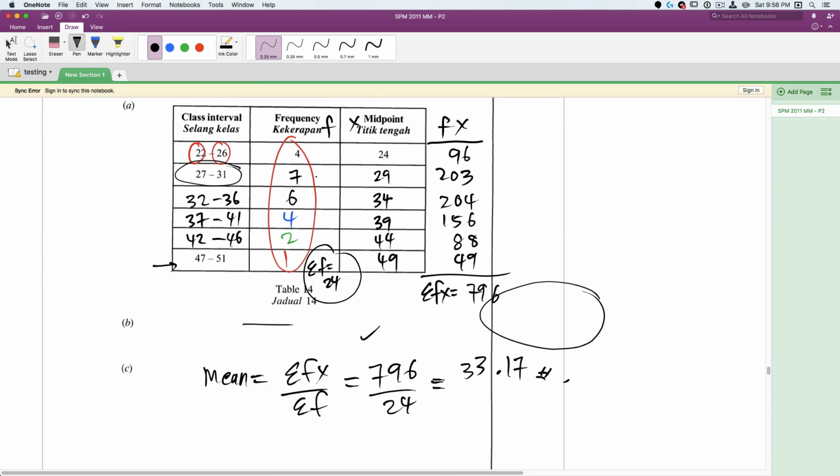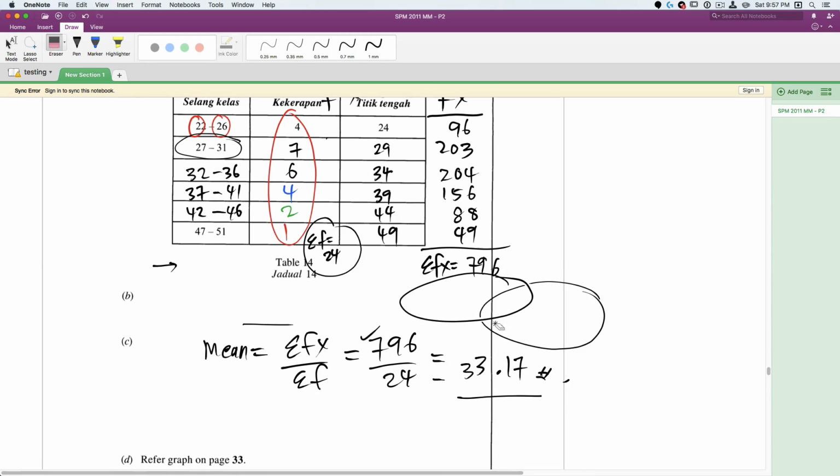F is basically frequency, X is midpoint. So in order to find fx, it's just f multiply x. This is what I do over here: 4 multiply 24, 7 multiply 29, and then all the fx I multiply already, I plus them together, I will get this value, 796. And then sum of f means all the frequency I plus together, I get 24. So therefore, in order to get a mean, I just use 796, which is sum of fx, divided by sum of f, 24. Then I get 33.17. Okay, this is how we find mean.